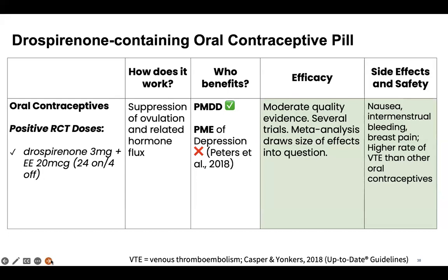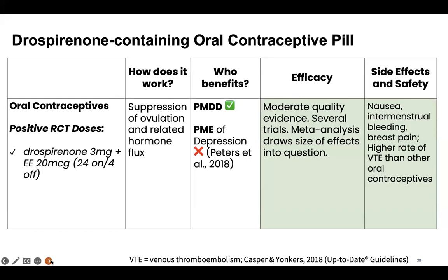So oral contraceptive pills in general are suppressing ovulation. And if PMDD is a disorder of ovulation, because of the normal changes in estrogen and progesterone that occur as a result of ovulation, this is an effective way to treat PMDD by suppressing that ovulation. So who benefits? Well, the RCT evidence shows that this is beneficial for PMDD. In terms of PME, we don't know across a broad range of disorders.